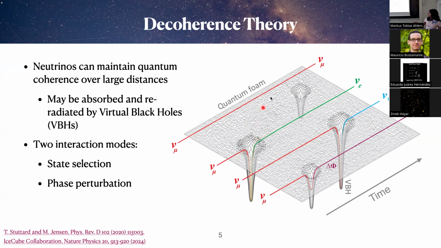which is shown in these two lines, where a neutrino enters, interacts with the virtual black hole, and then is cast into a definite flavor or mass eigenstate. And then phase perturbation is shown over here, where we have a neutrino that interacts with a virtual black hole to have its phase significantly perturbed by some delta phi.